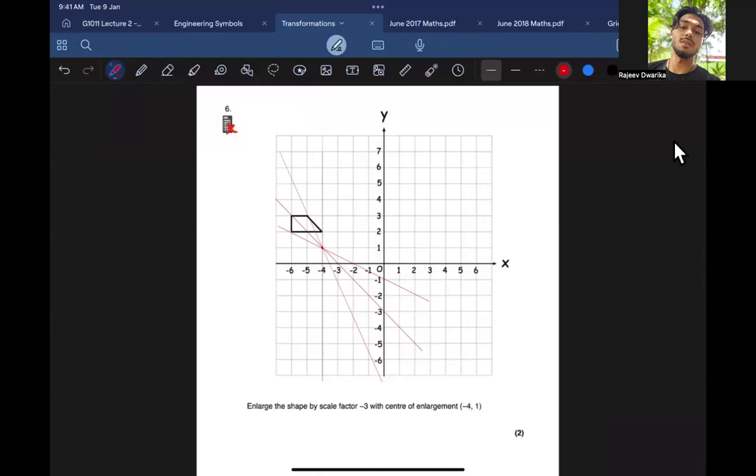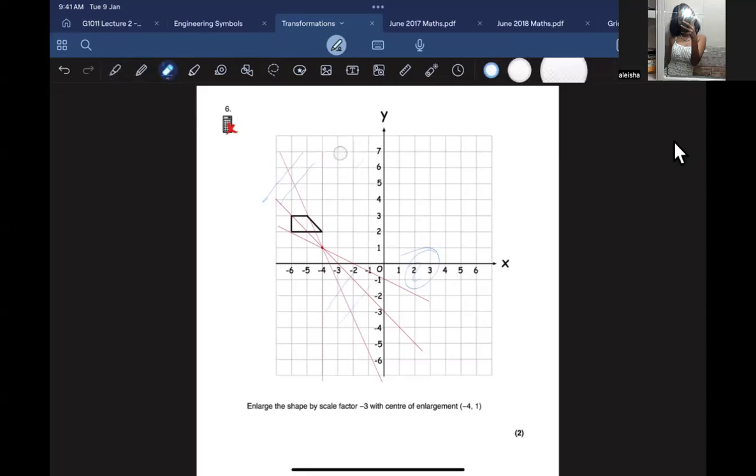Alicia, wait, I want to draw something to your attention. This has a negative scale factor, which means that your image is going to form on the other side. Doesn't that make sense? So would it form on this side, side one, or side two? Side two. Yes, it would form on side two, which is the other side from the shape. So if it's a negative scale factor, it always forms on the side opposite to the shape. Probably make a note of that.